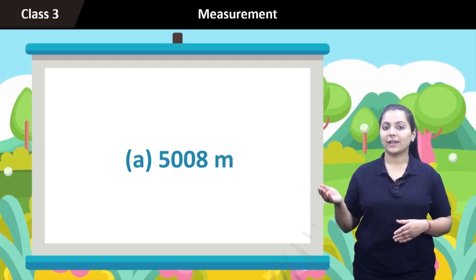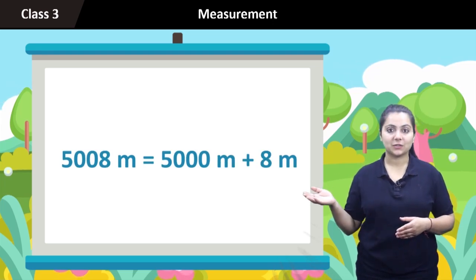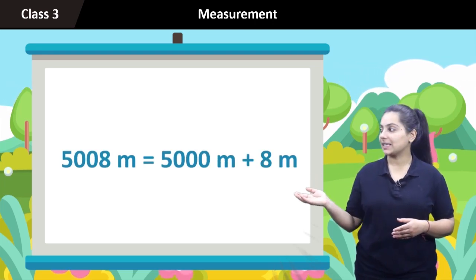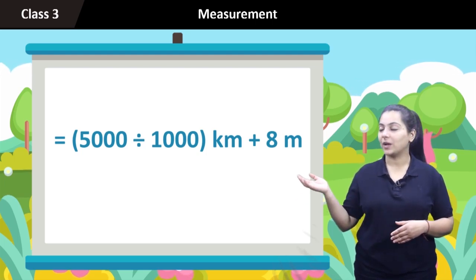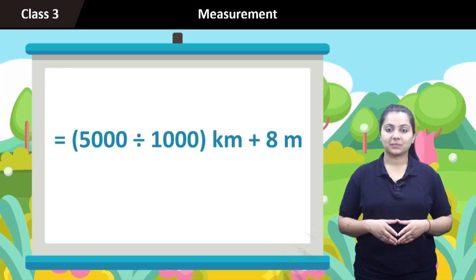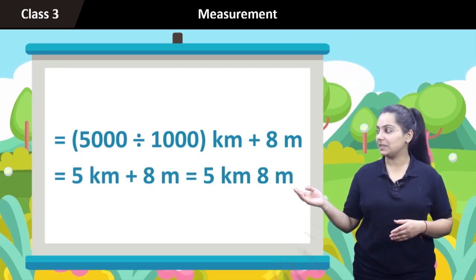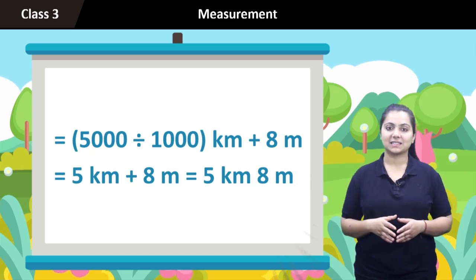Example 7. Convert the following into kilometer and meter. A. 5008 meter. 5008 meter is equal to 5000 meter plus 8 meter, that is equal to 5000 divided by 1000 kilometer plus 8 meter. 5 kilometer plus 8 meter is equal to 5 kilometer 8 meters.